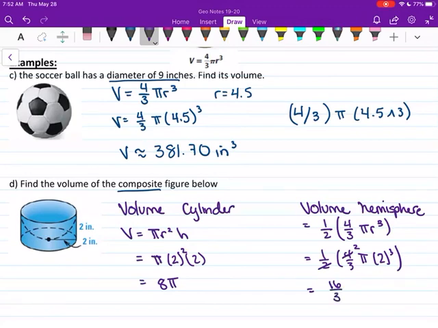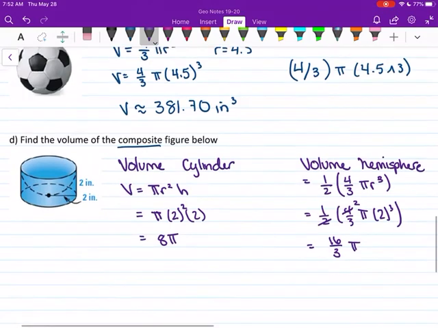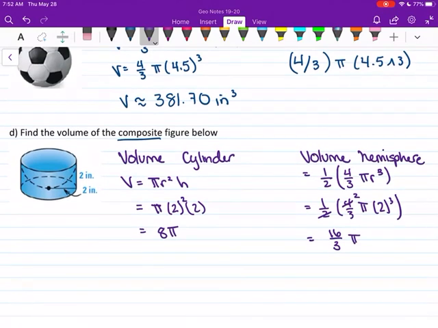Did I do that wrong? 1/2, 2 cubed. How did I mess up? Yeah, 16/3 pi. I did not mess up. Okay, great. Yep.